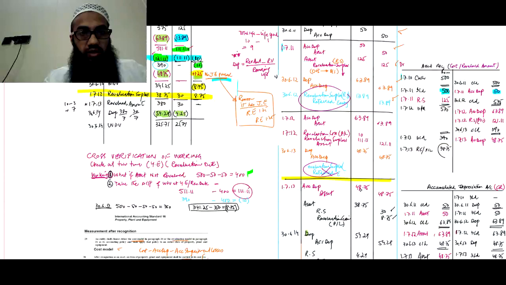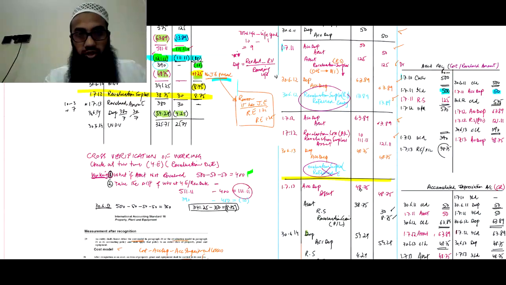Next, once again a revaluation came. Between the two revaluation dates, depreciation is 63.89: accumulated depreciation debit, asset credit 63.89. Revaluation entry: asset credit 121.11, revaluation surplus debit 111.11, and loss debit 10. Then on 30th June 2013, depreciation debit, accumulated depreciation credit.